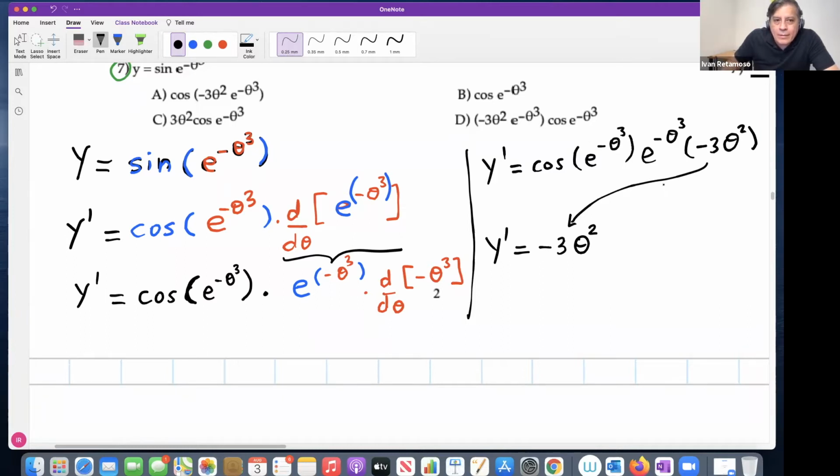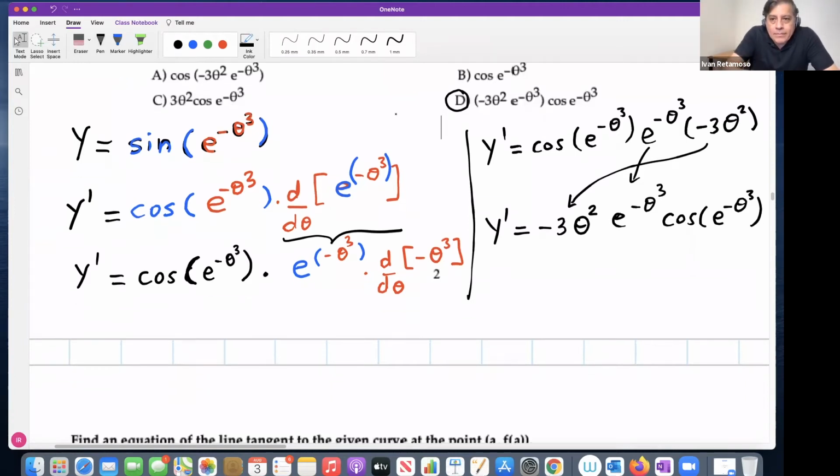Next, we're gonna write perhaps this function, right? Right. That's right. Let's see if this works. And then times the cosine of e raised to minus theta cube. That's it. That's number 7. And this is a perfect match with this, right? Minus 3 theta squared e raised to minus theta cube times cosine of this guy. They drop the parentheses here. Excellent, excellent, guys. Very good. So we're good with this form.